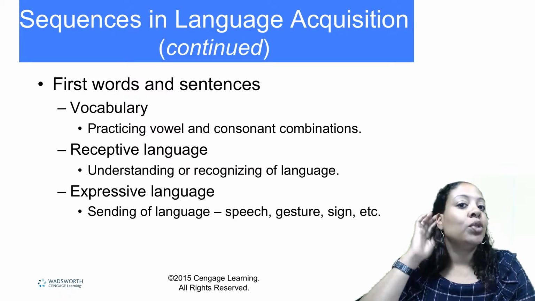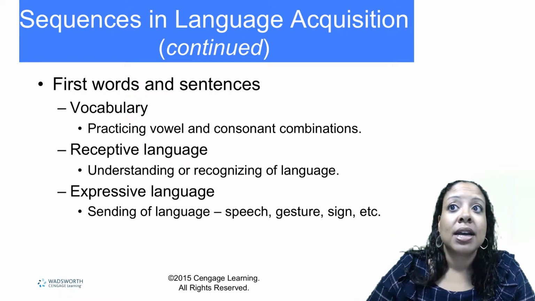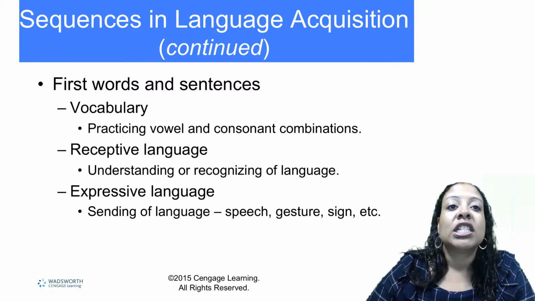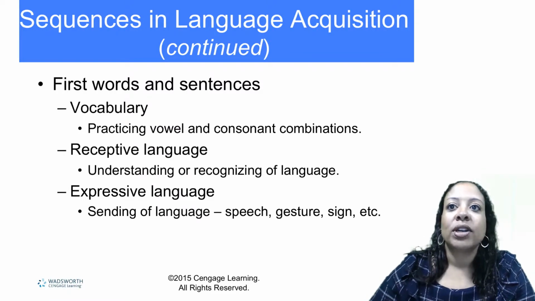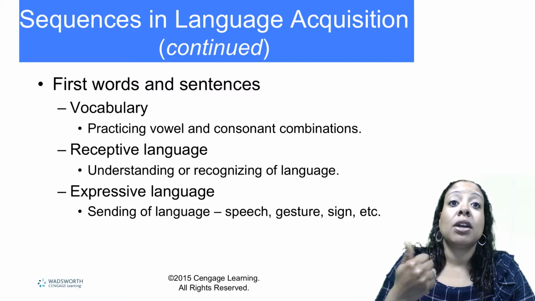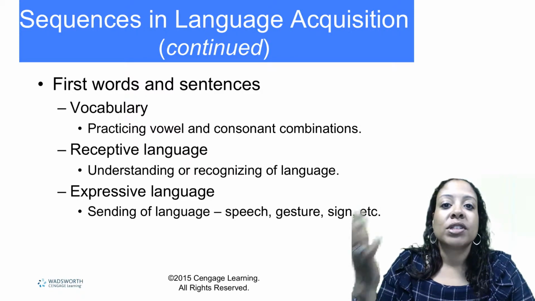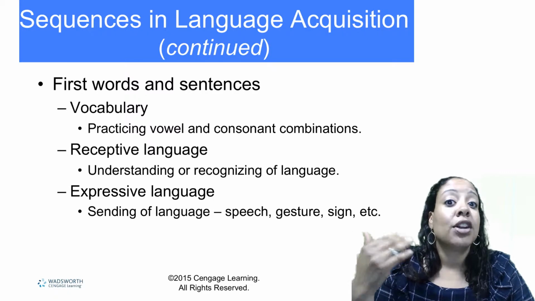Receptive language, that's what you understand or comprehend. Understanding or recognizing of language. Expressive language, sending of language: speech, gesture, sign, etc. So again, it doesn't necessarily mean spoken. It can be through speech, but it could also mean gesture or signing, etc. So receptive language is essentially what the child understands.